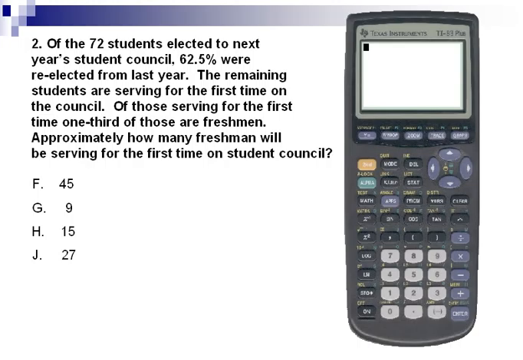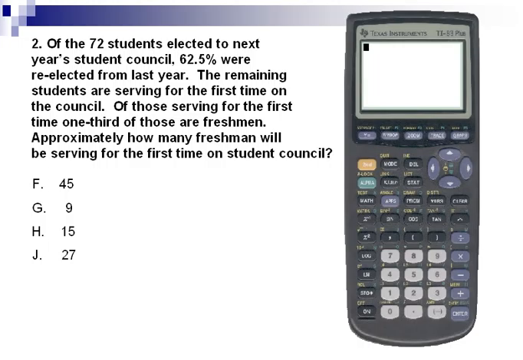Problem number 2. Of the 72 students elected to next year's student council, 62.5% were re-elected from last year. The remaining students are serving for the first time on the council. Of those serving for the first time, 1/3 of those are freshmen. Approximately how many freshmen will be serving for the first time on student council?